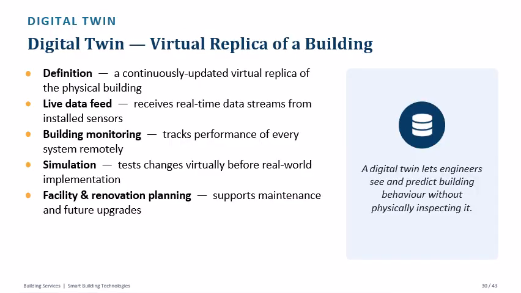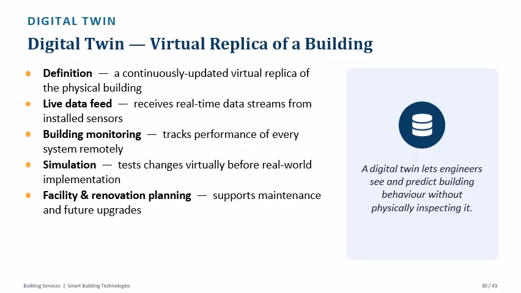Next is the digital twin. That is the other technology used to make a building a smart building. A digital twin lets engineers see and predict building behavior without physically inspecting it. We can create a virtual replica of a building in order to analyze the behavior and the performance of the original, physical building. So a digital twin is nothing but a continuously updated virtual replica of the physical building.